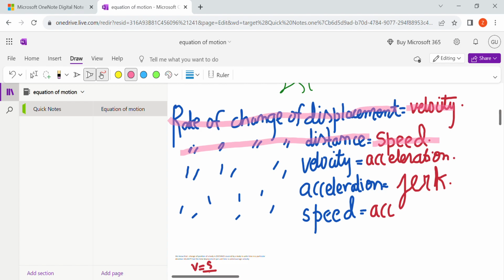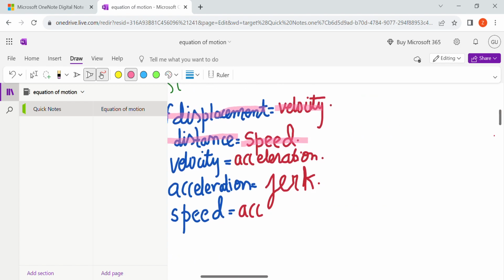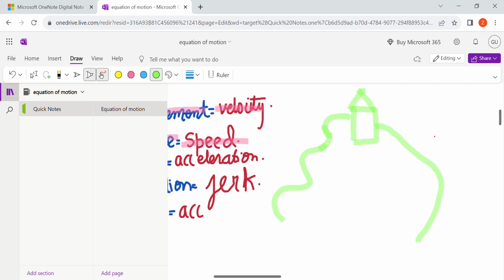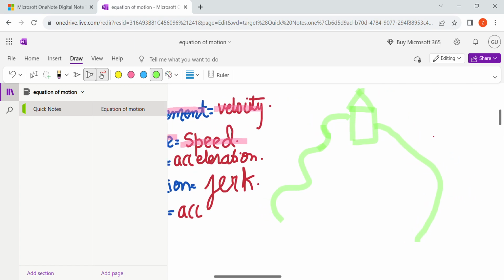For example, you are going along a path, and you have to go to this house. If you take a very long winding path, that will be called distance. But if you go straight, that will be known as displacement, meaning the shortest path. The longer path will take more time, and the shortest path will require less time, so that makes sense.